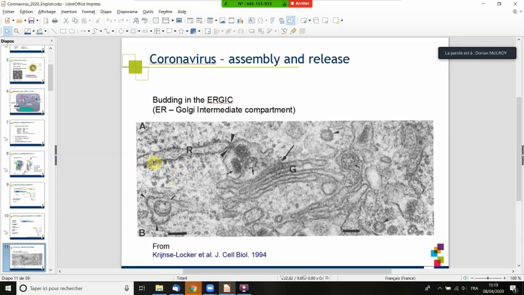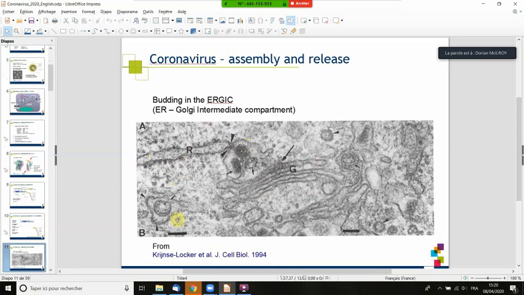So here's the rough endoplasmic reticulum. You can see ribosomes stuck on here. Here's the Golgi complex with a kind of stack of pancakes sort of thing. And here you can see budding particles that are somehow really at the limit of these two cellular compartments. So the virus buds into the ERGIC, the endoplasmic reticulum Golgi intermediate compartment, and then the particles are in the Golgi and they get secreted outside the cell.